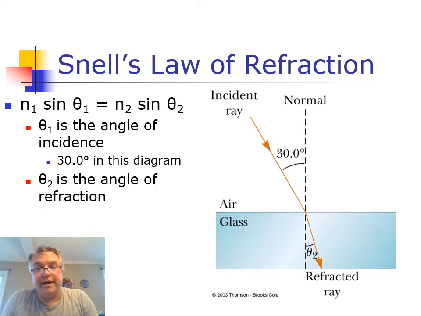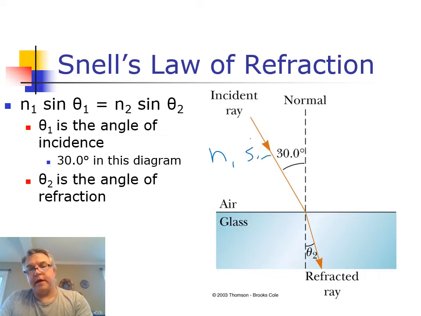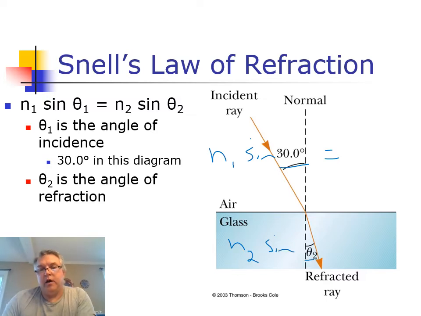So n1 sine theta 1 equals n2 sine theta 2. And all that means is if I take my value for n for my incident medium and multiply it by the sine of my angle of incidence, that has to equal the index of refraction for my refracted medium times the sine of my angle of refraction.